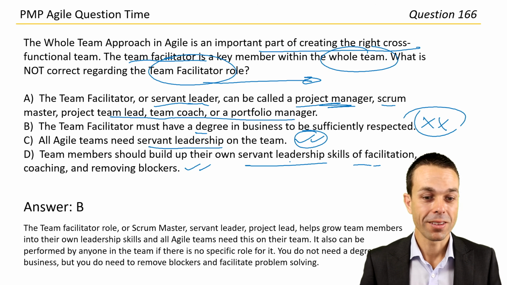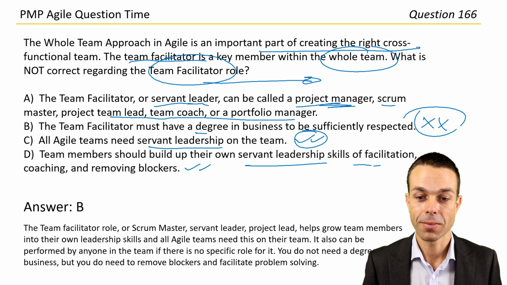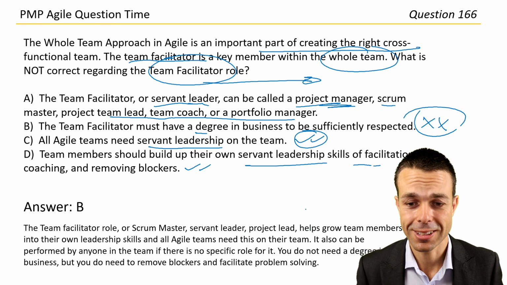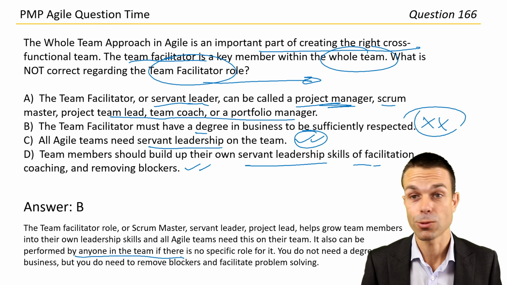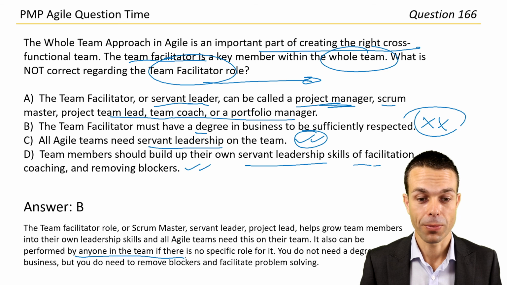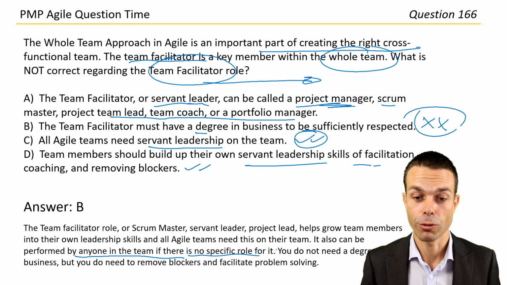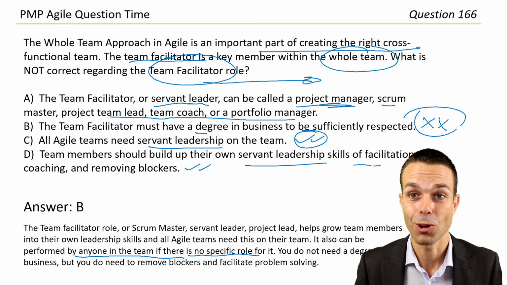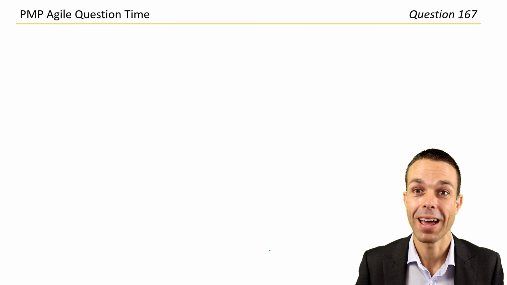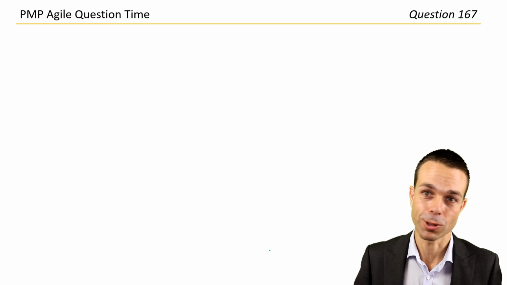Answer B. The team facilitator role or Scrum Master, so it's exactly as we said, can also be performed by anyone in the team though, and that's really important to note. If there is no specific role for it. You don't need a degree, but you do need to remove blockers and facilitate problem solving, and that's so great. And we're on to the last question, which is also so great.